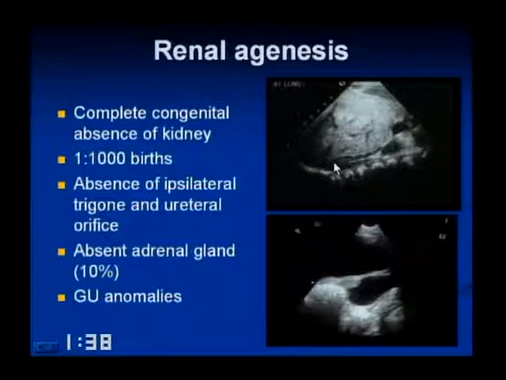And if you look at the lower image, this is a sagittal view, and we see the urinary bladder anteriorly, and posteriorly we see a fluid-filled, elongated structure, and this was an obstructed hemivagina in a girl with renal agenesis.